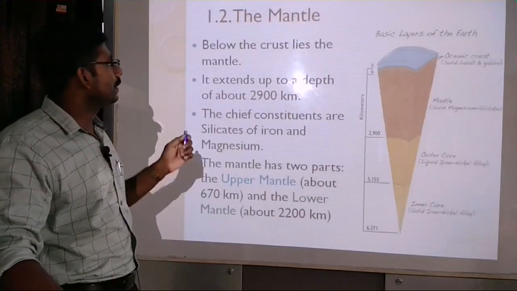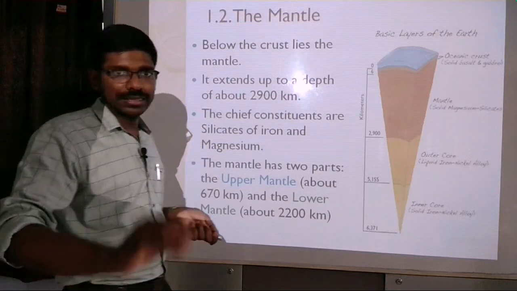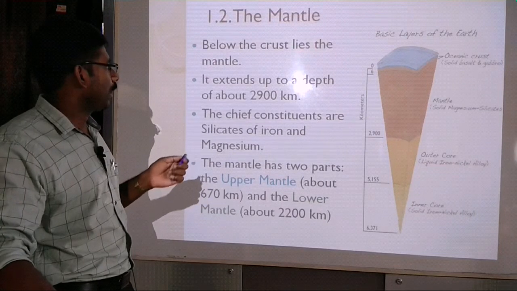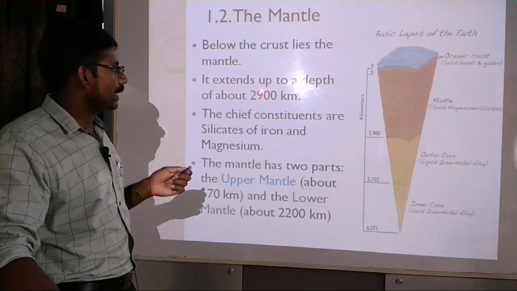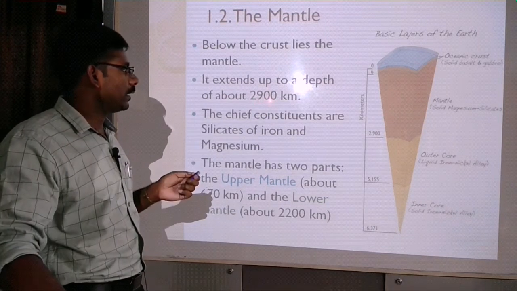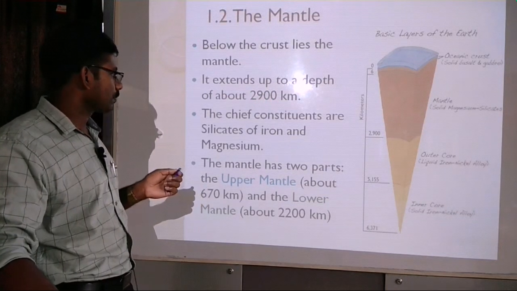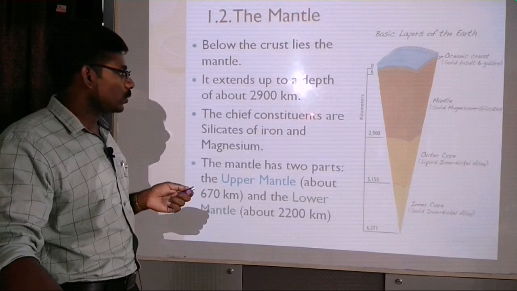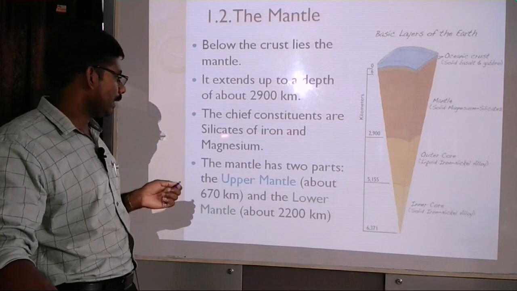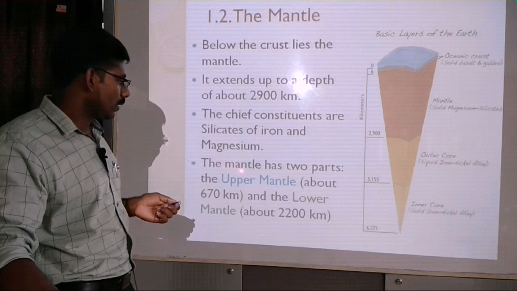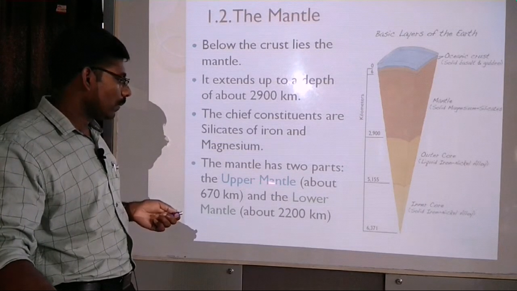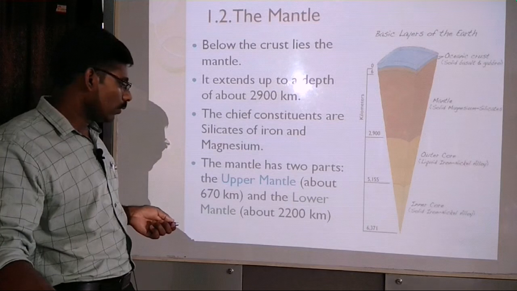The next is the mantle, that is the second layer of the earth. Below the crust lies the mantle. It extends up to a depth of about 2900 km. The chief constituents are silicates of iron and magnesium. The mantle has two parts, the upper mantle and the lower mantle.